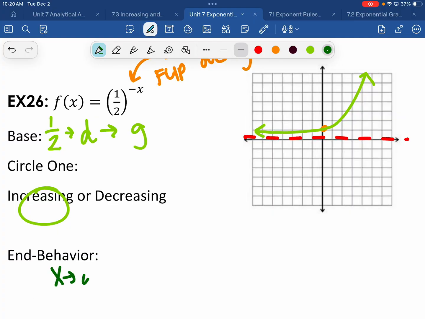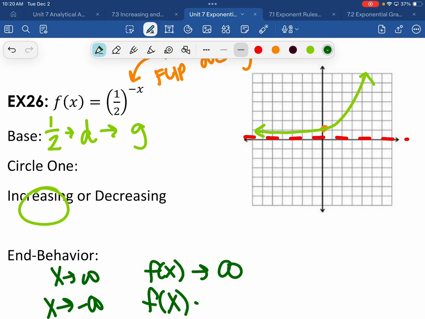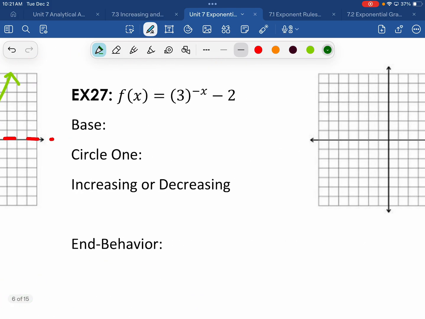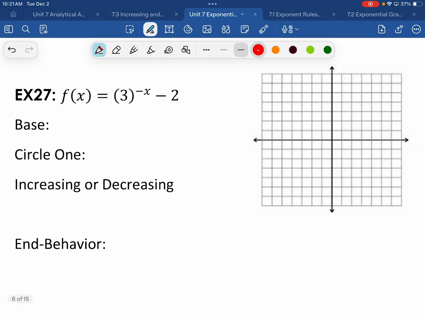And so as x goes to infinity, f of x is going to go to infinity. As x goes to negative infinity, f of x is going to go to 0. All right, go to 27.